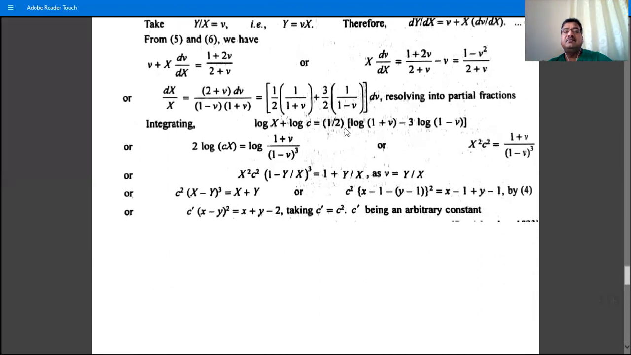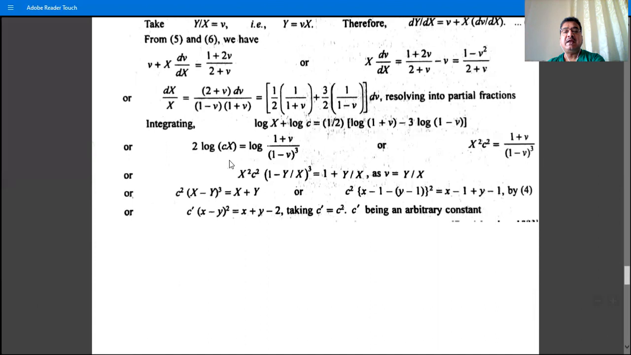So after simplification, we have log, this is log 1 minus v bracket cube, m log a is log a raised to m rule, log a minus log b is log a by b rule. So we have log 1 plus v divided by, taking this 1 half common from this, we have 3 at this place. So 1 half by taking 1 half common, and then log a by b rule, log 1 plus v divided by 1 minus v bracket cube, and then it is log cx, then 2 log cx means log cx bracket square, and then cancel log of both sides.